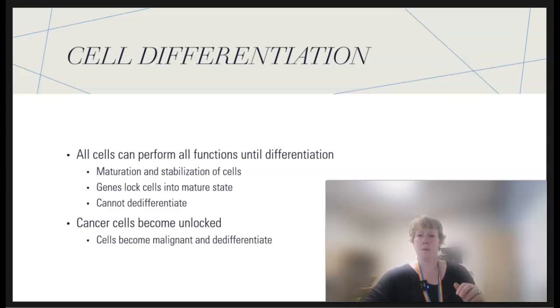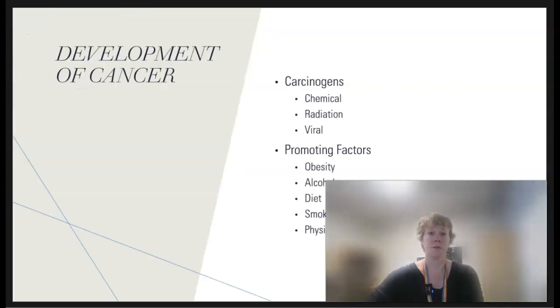And so they mature and stabilize these cells, and then genes will lock the cells into a mature state, and they're not supposed to de-differentiate. Like cardiac cells stay cardiac cells. But what happens during cancer is they become unlocked from a mutation or an exposure to a carcinogen, which allows the cells to become malignant and de-differentiate.